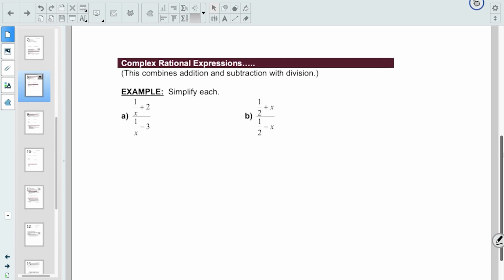Today we're going to continue on with our rational expressions and rational equations outcome.